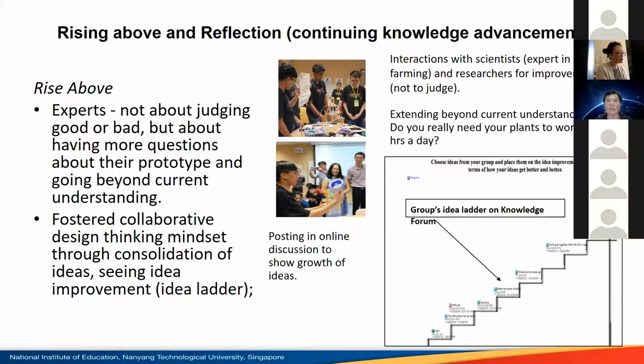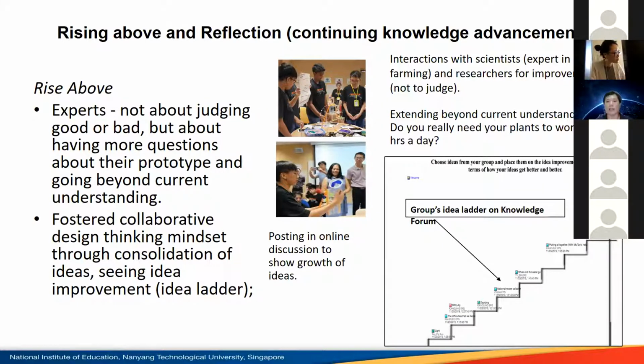And is that still sustainable? So, this is really to engage students in thinking about their current understanding and going beyond that. And also, we let them post all their discussions in KF on the idea ladder to let them see how their ideas have improved.